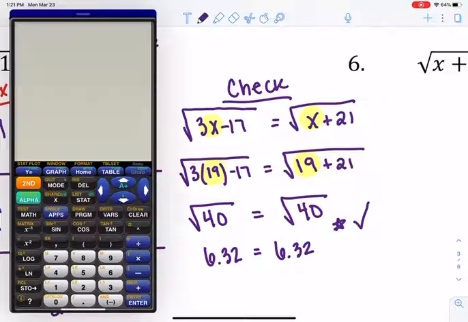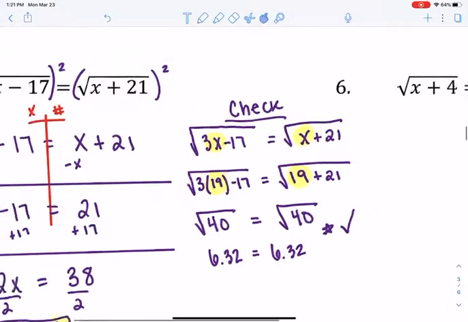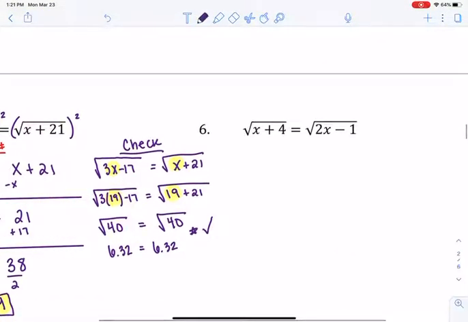All right, so using that same idea, why don't you give number 6 a try, and then check in the notes to see if you did it correctly. It's very similar to the one we just did.